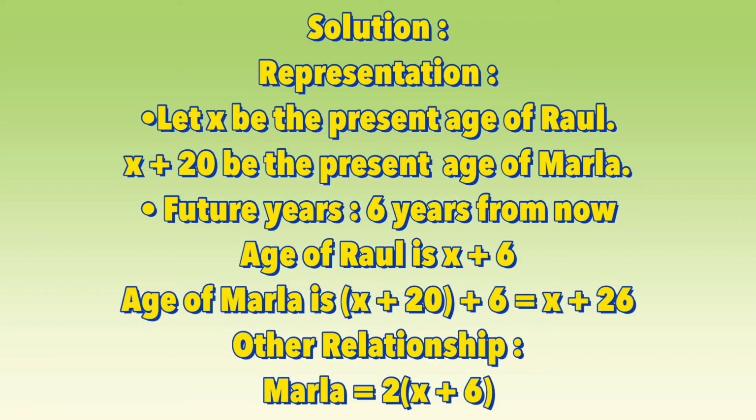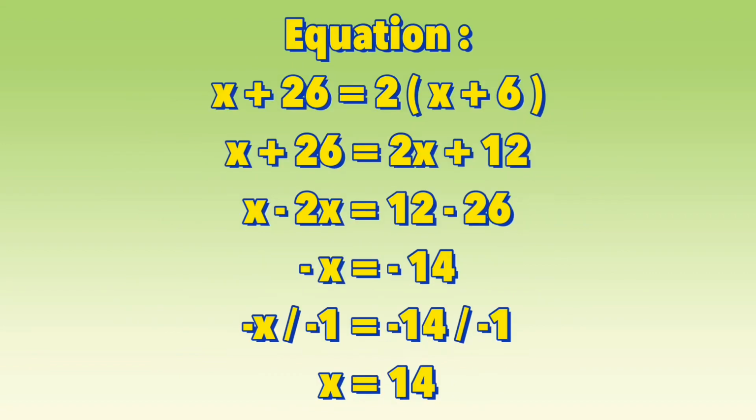equals 12. Then we're going to transpose the variable to the left side of the equation and the constant to the right side of the equation. Now we're going to transpose 2x to the left side. It becomes x minus 2x equals, bring down 12, then 26 transposed to the right side of the equation becomes negative 26, and we're going to simplify now. x minus 2x equals negative x, then 12 minus 26 equals negative 14.